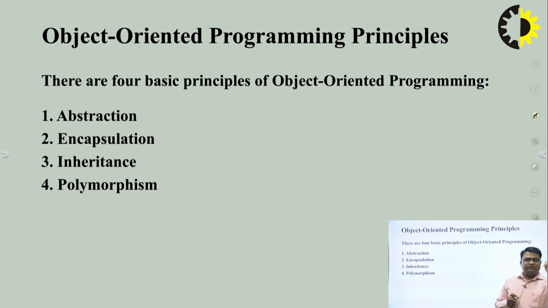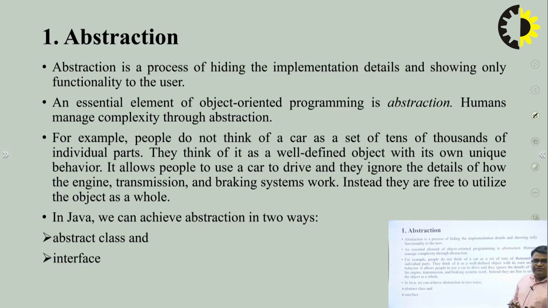First of all, we come to the first point, abstraction. Abstraction is a process. Abstraction means we focus only on those parts of an object that concern us. The basic definition is that abstraction is a process of hiding the implementation details and showing only functionality to the user. It is an essential element of object-oriented programming. Humans manage complexity through abstraction.